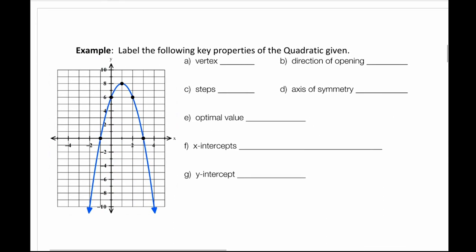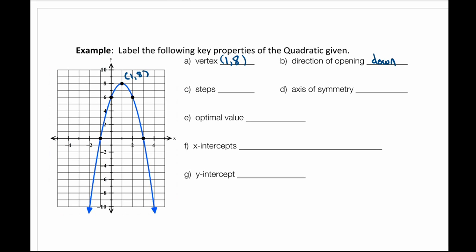In the first example, we are going to look at, again, learning to identify those key parts. So again, looking for the vertex, it's the highest point, which in this case is right here, which has the x value of 1 and a y value of 8. So our vertex is (1, 8). The direction of the opening is down. We can see this opening is down here, so it's opening down, as well as the arrows on our parabola are pointing down.